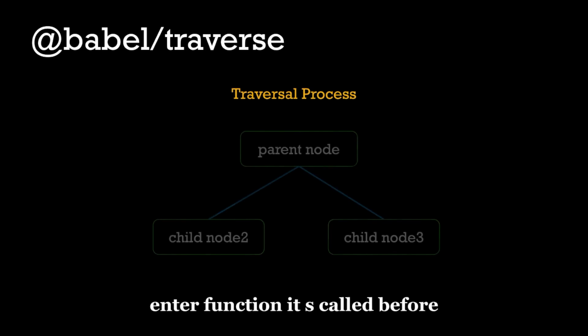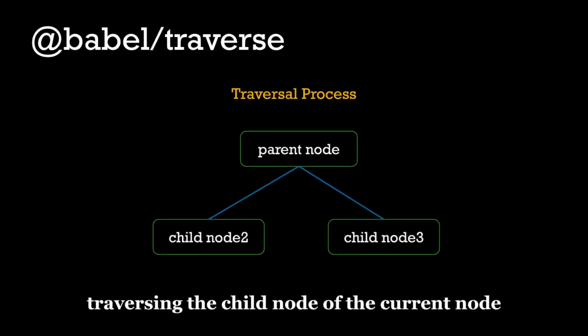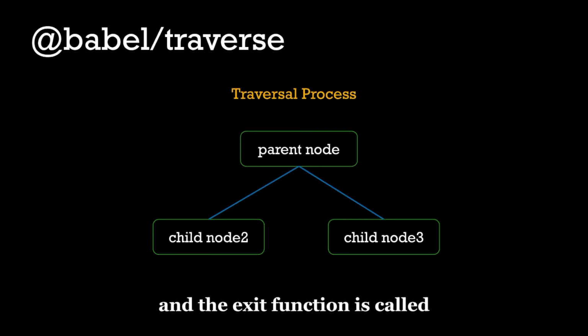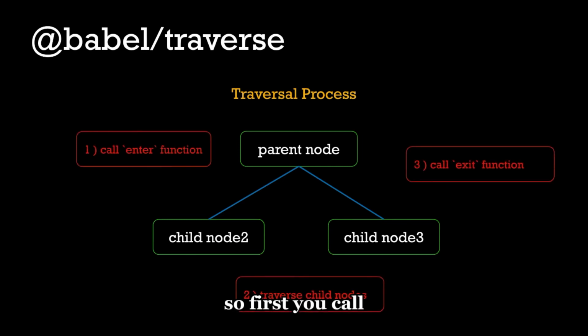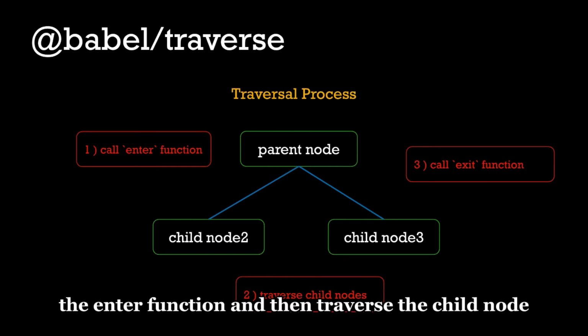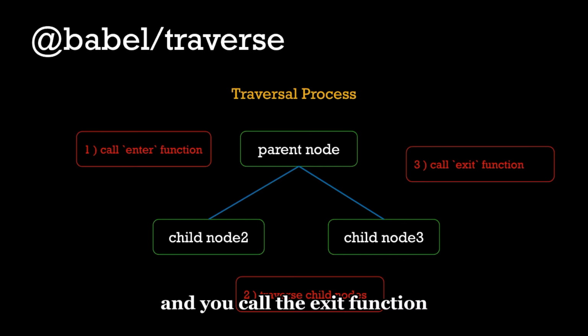The enter function is called before traversing the child node of the current node, and the exit function is called after traversing the child node of the current node. So first you call the enter function, and then it traverses the child node, and you call the exit function.